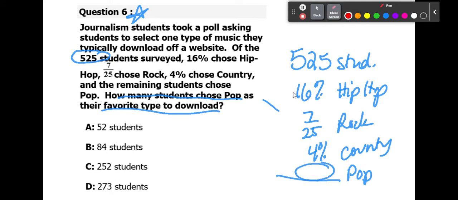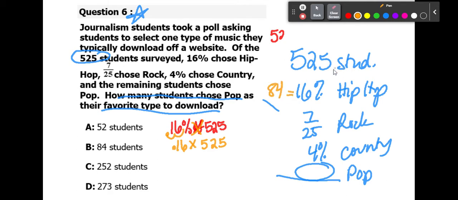So basically I want to know, what is 16% of 525? That will tell me how many students liked hip hop the best. And whenever you're finding a part of a number, that's multiplication. But we need to make this percent a decimal. So on your calculator, you should have done 0.16 times 525, because that tells you what 16% of 525 is. So 84 students liked hip hop.